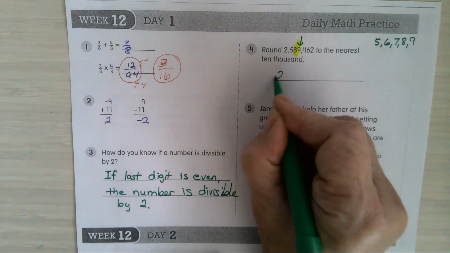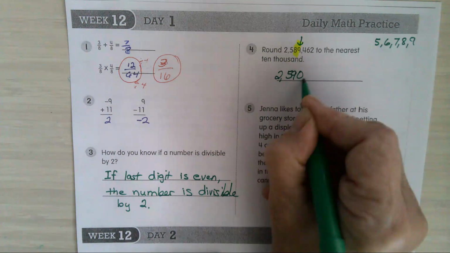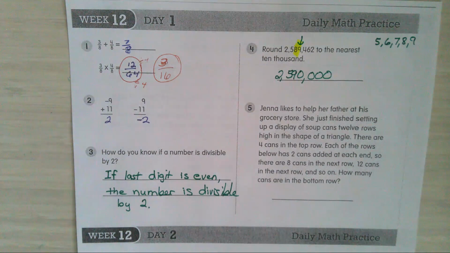So you're going to have 2,590,000. All the other numbers behind the rounding place turn into zeros. Are there any questions? Is everyone okay with that? Okay, now let's go on to the next problem.